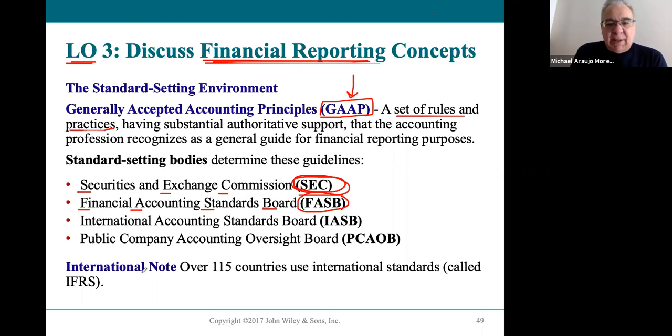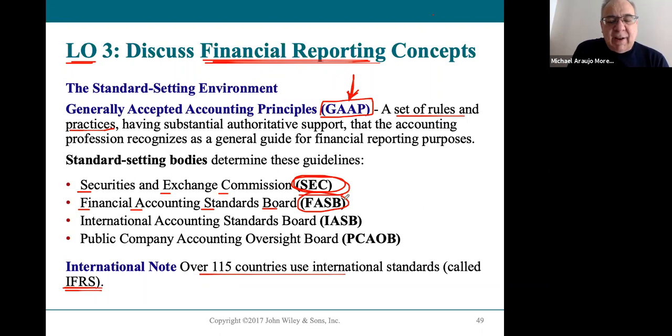GAAP is simply a US thing. The United States almost stands alone in using financial reporting standards called GAAP. The rest of the world, as the note down here shows, basically uses something called IFRS, the International Financial Reporting Standards. And we have been working to merge those systems. They agree in some areas and they disagree in other areas. But almost all the other countries of the world use IFRS. The U.S. basically stands almost solo with its use of generally accepted accounting principles.